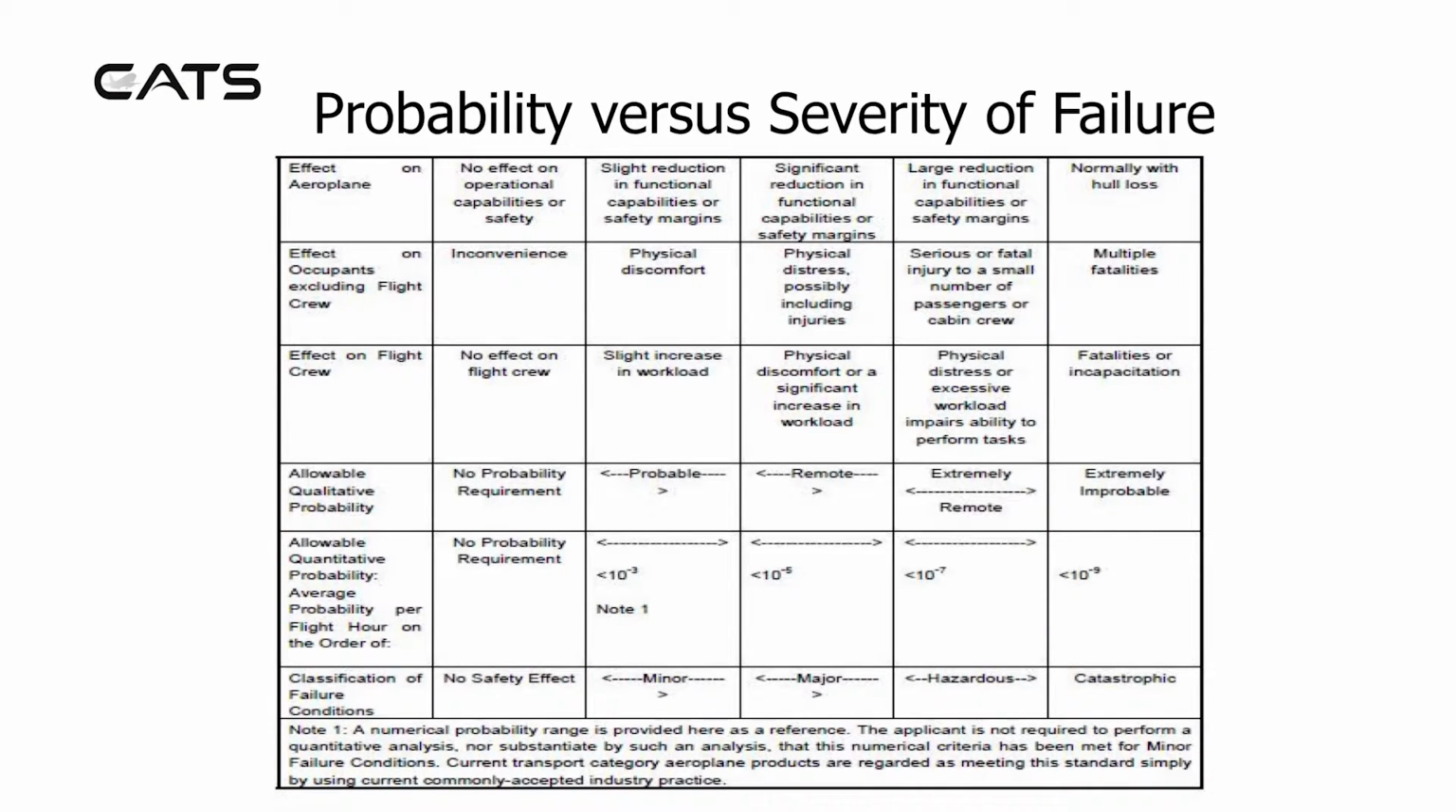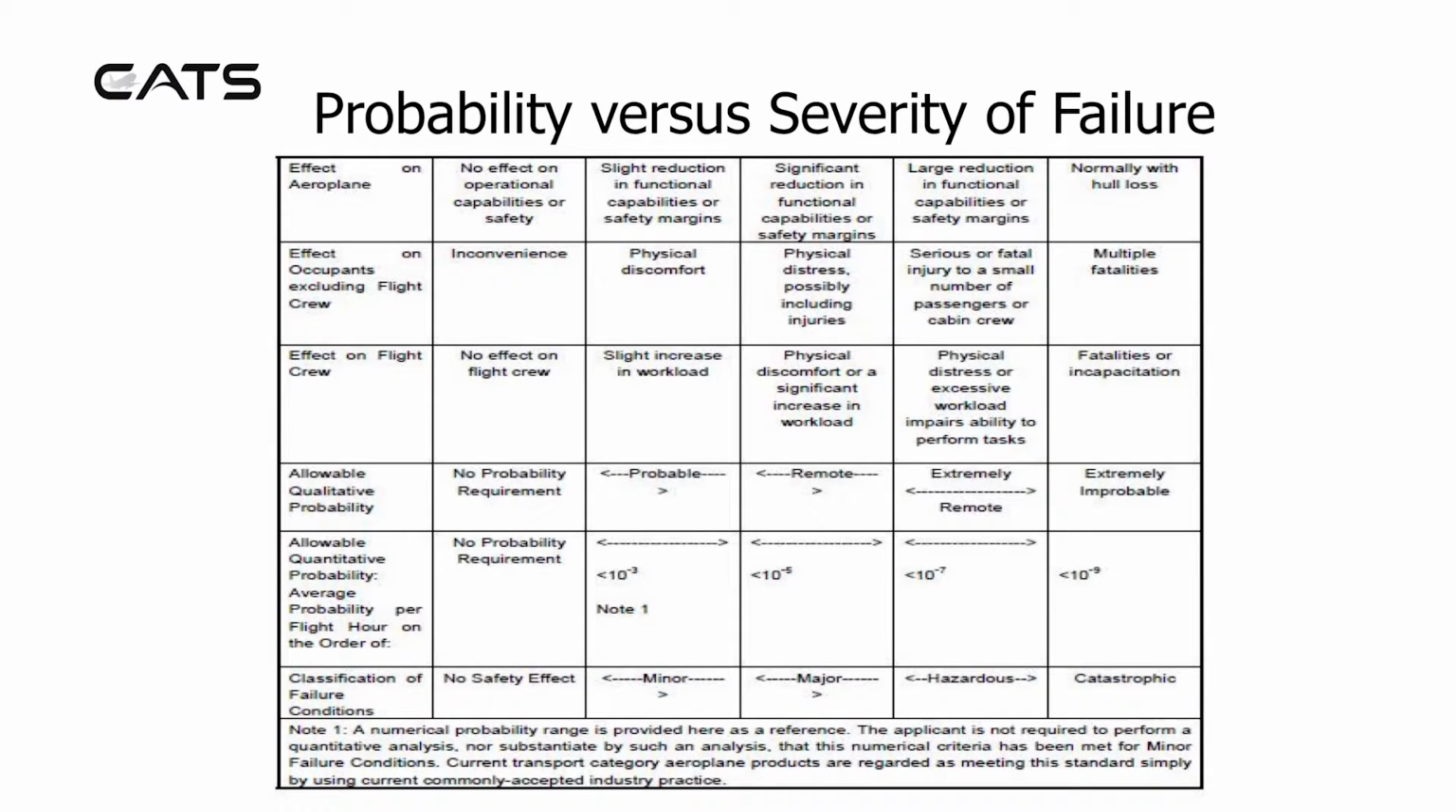Probability versus severity of failure. This can be tabulated to show classification of failure conditions at the bottom of the table. For example, no safety effect has an allowable quantitative probability of no probability requirement. The effect on flight crew is no effect. The effect on occupants is an inconvenience, and the effect on the aeroplane is no effect on operational capabilities or safety.